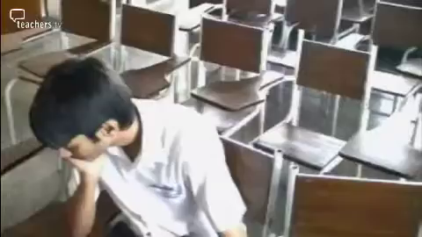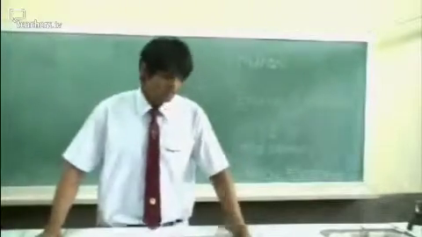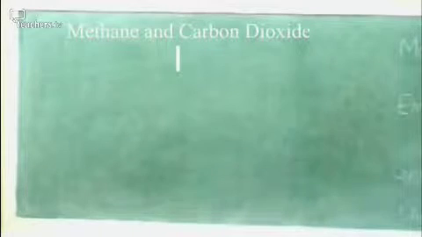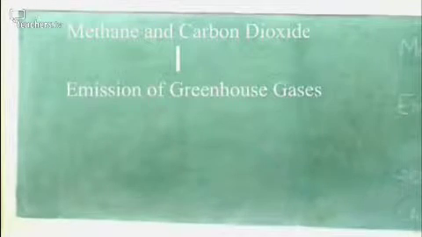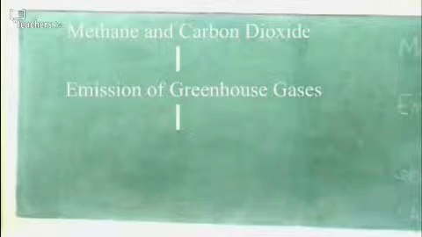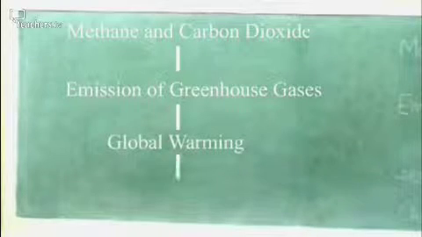Sahil, you still there? Sir, what are carbon footprints? A carbon footprint is a measure of the impact human activities have on the environment in terms of the amount of greenhouse gases produced, measured in units of carbon dioxide. As you can see here, methane and carbon dioxide are some of the greenhouse gases, and the emission of greenhouse gases leads to global warming, and this is measured by carbon footprints.